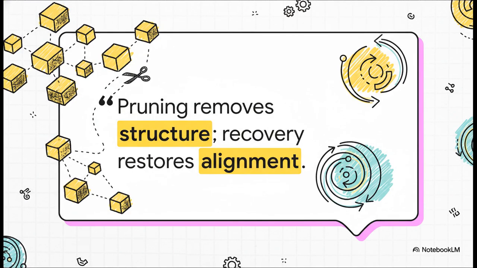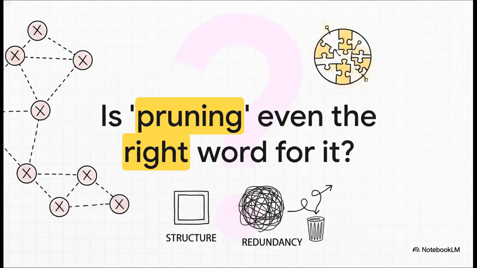So, to wrap it all up, let's come back to this central idea, this core metaphor. Pruning is a structural operation. You are physically removing parts of the model. But recovery is an alignment operation. It's that delicate fine-tuning process that gets all the remaining pieces working together in perfect harmony again. And you have to realize that skipping recovery isn't being efficient, it's just leaving a ton of free performance sitting on the table. And that leaves us with one last kind of mind-bending thought to chew on.